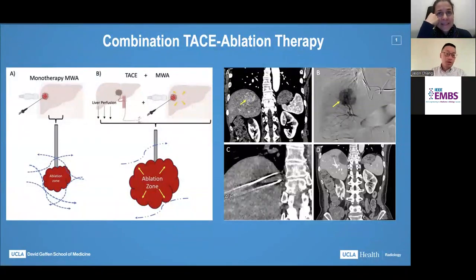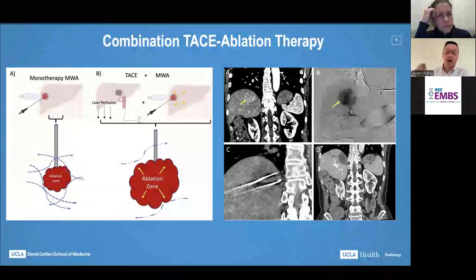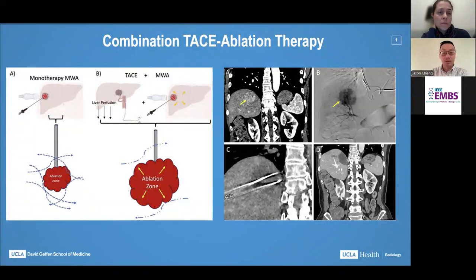So I told you a little bit about how blood vessels can take heat away from a treatment zone and decrease the efficacy of your ablation zone. Something that we started doing is this thing called combination TACE ablation therapy. TACE means transarterial chemoembolization. The thing about liver cancer, HCC, is that it's usually supplied by a single blood vessel. And so we actually stop the blood flow going to that tumor, and we can create much larger ablation zones that way.